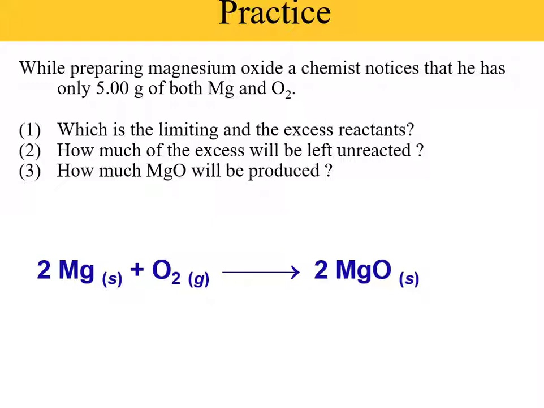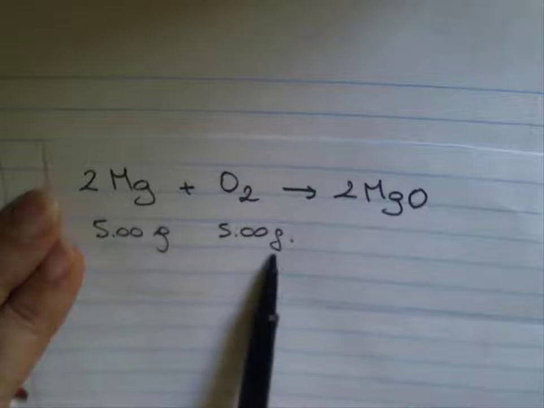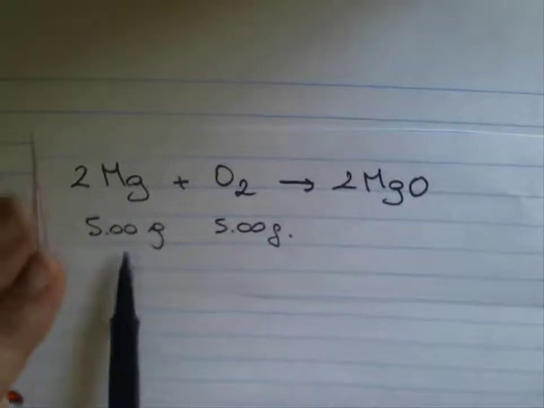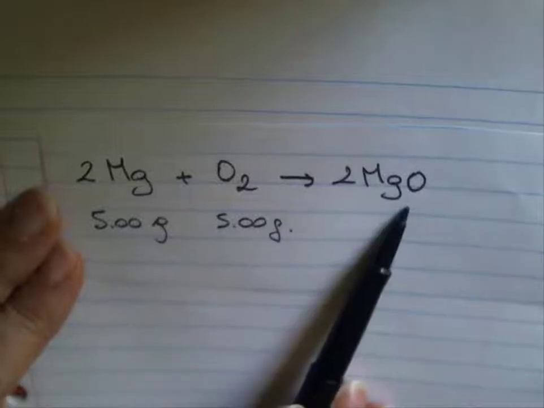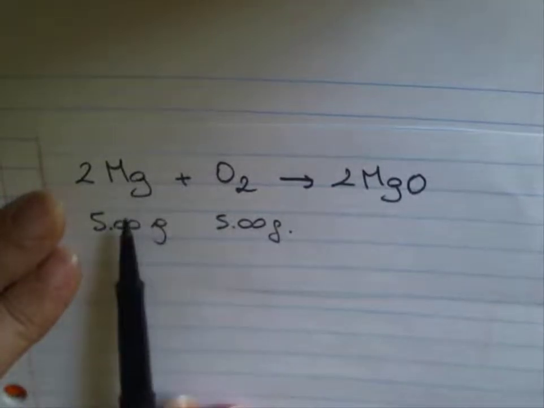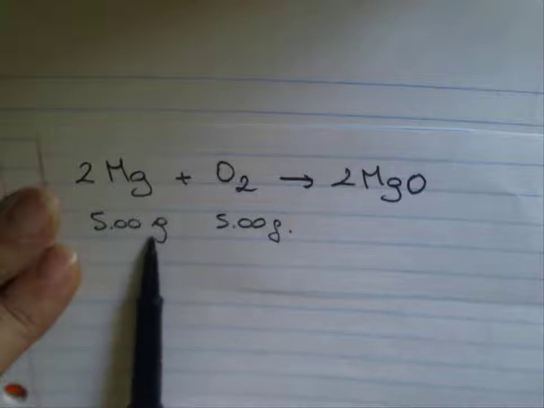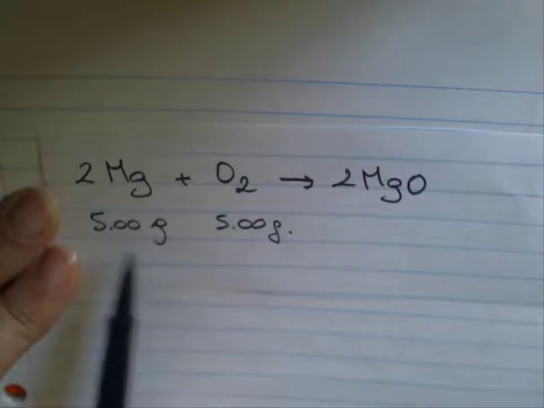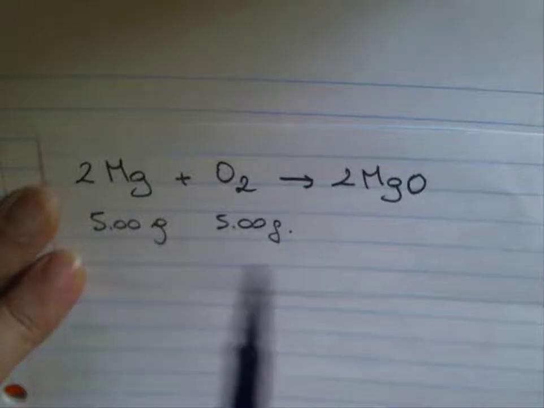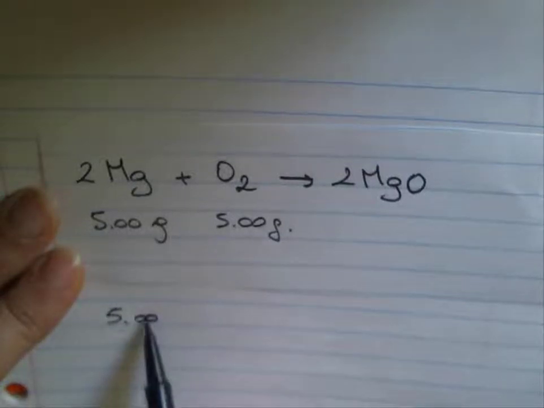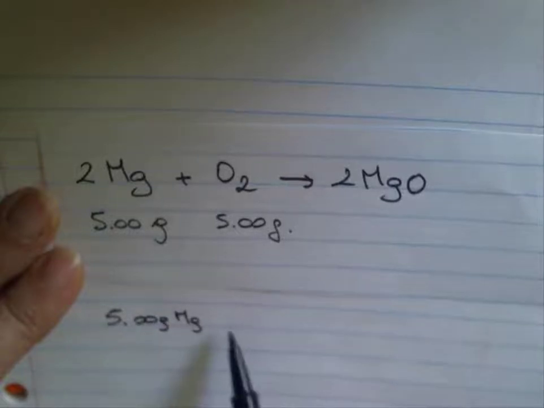In order to determine that, we need to first establish which one is the limiting reactant, because that is the one that will determine how much product we can form. So I'm going to pass again onto my notepad where I wrote my reaction and I have my quantities. First of all, I want to determine which one is the limiting reactant. To do that, I need to establish the ratio of moles. So first of all, I need to convert my 5 grams of magnesium into moles.